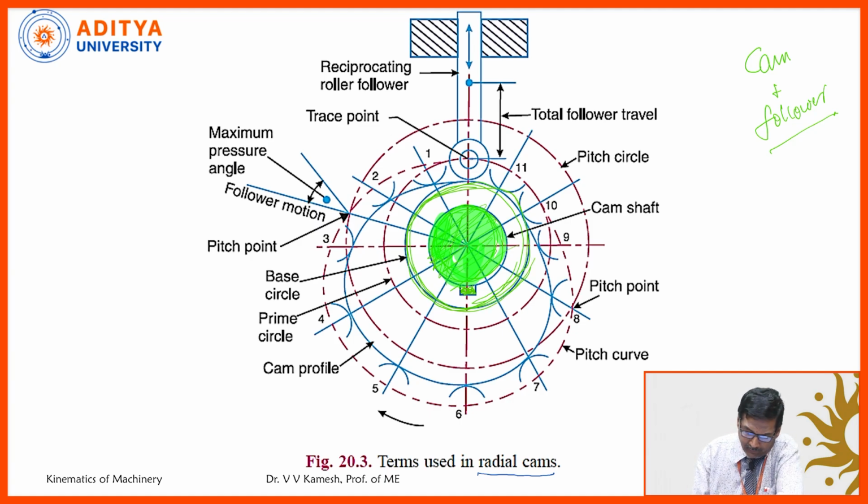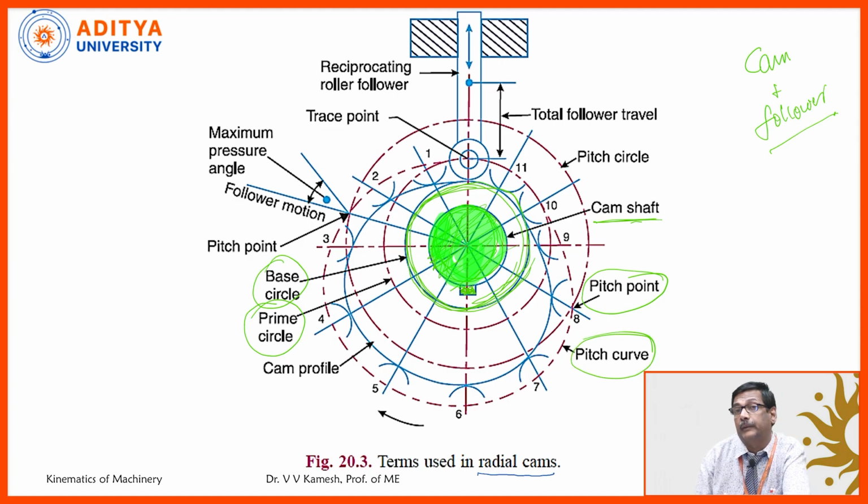Next to the base circle, we have the prime circle. This is the camshaft. We will discuss the pitch point and pitch curve after the cam profile is drawn. The maximum pressure angle, trace point, everything we will discuss later, because initially we need to start with the displacement, velocity and acceleration.